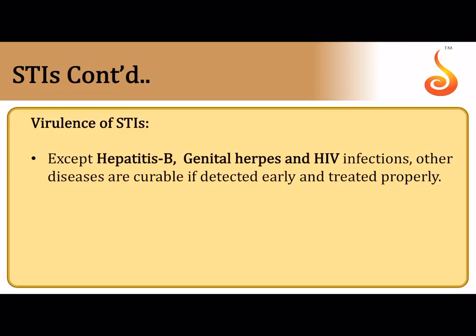There is a set of diseases, especially these three diseases, caused mostly by viruses: hepatitis B, genital herpes, and HIV. Why are these three diseases very dangerous? Because other than these three diseases, there is a cure if the sexually transmitted infection is detected early and treated properly. That means these three diseases do not have a cure. So there is no cure for these three diseases.